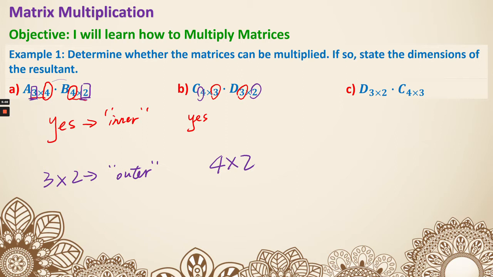Next, C. Inner numbers 2 and 4. Clearly they're not the same, so no, we cannot multiply these two matrices. That is example 1, kind of just giving you a general idea about how to decide if you can multiply or not and get a general idea of what you may get.